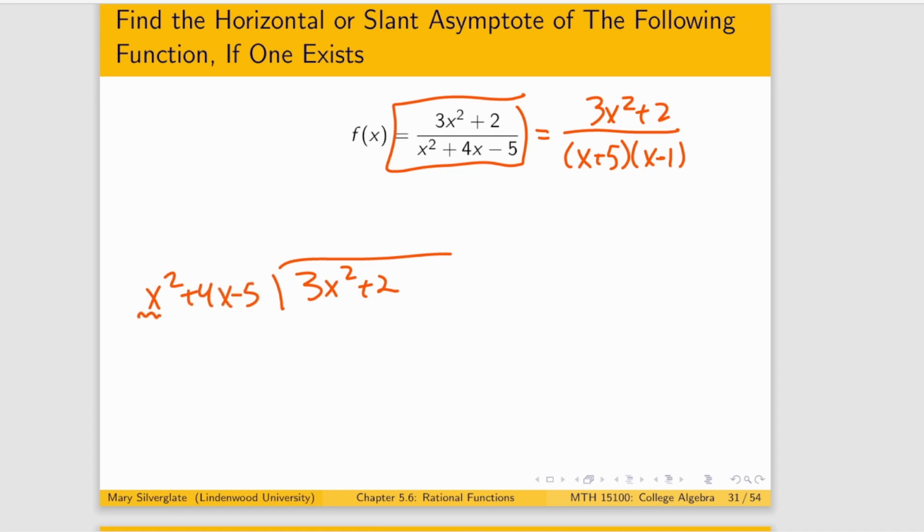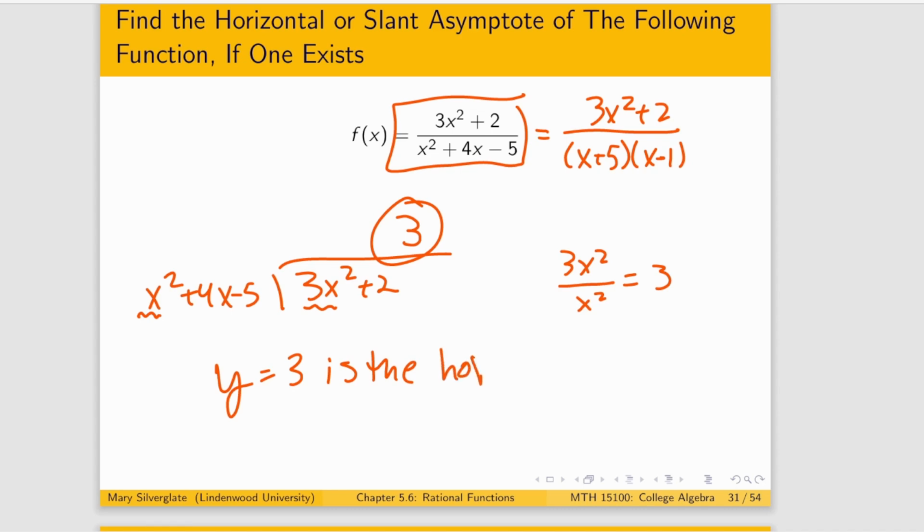I want to ask myself x squared times what gets us 3x squared, so I do 3x squared divided by x squared. That leaves us with 3. And I could technically just stop here, because I'm allowed to ignore the remainder. I've already gotten to the ones place, so to speak. I've already gotten to the constant, so I'm good. That just is my asymptote. So y equals 3 is the horizontal asymptote.